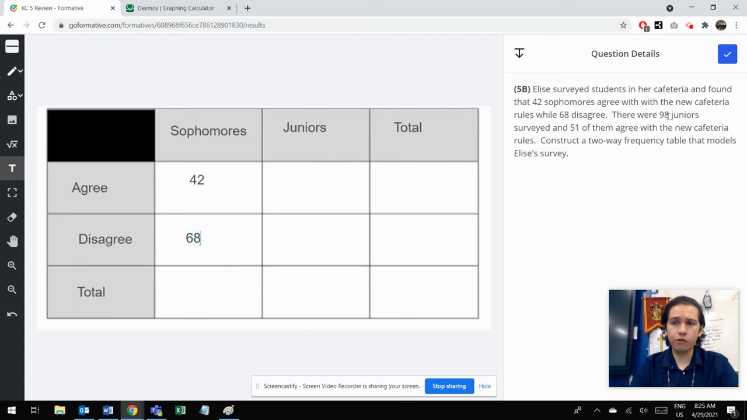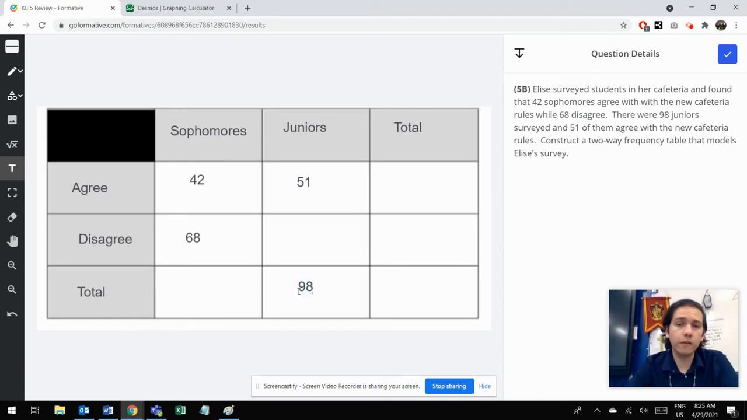There were 98 juniors surveyed. 51 of them agree. So for juniors agree, it's 51. Now, I'm not going to put the 98 at the disagree. They didn't tell us how many juniors disagree. What they did tell us is that there were 98 juniors total. So if I go to juniors and then total, I know there are 98 of them.